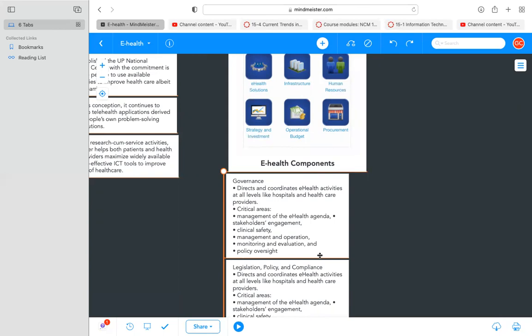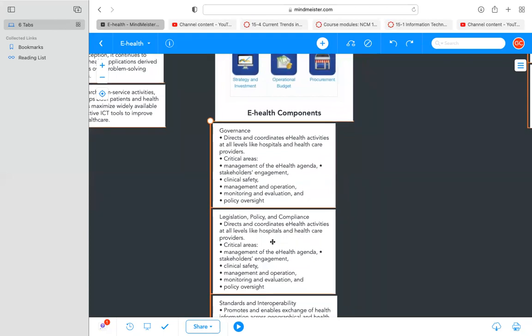And of course, this direction and coordinating of e-health activities is based on the law. So there are legislation, policy, and compliance components, which also ensure that these activities of governance are within the bounds of the legislation and policies, and it ensures that all these activities are in compliance with the law.